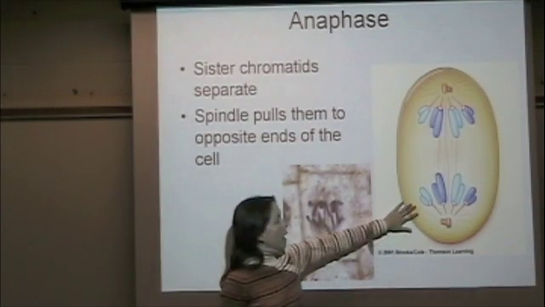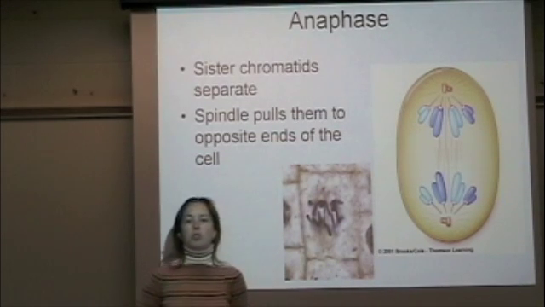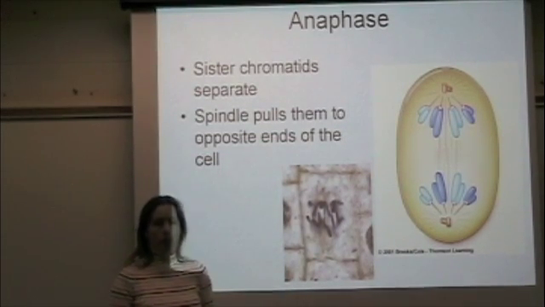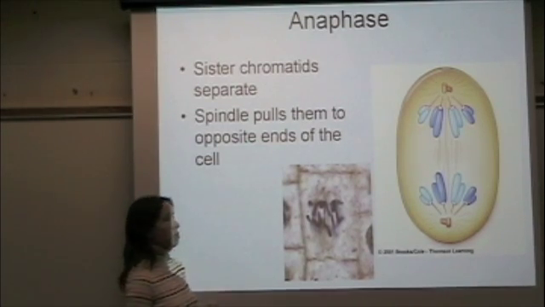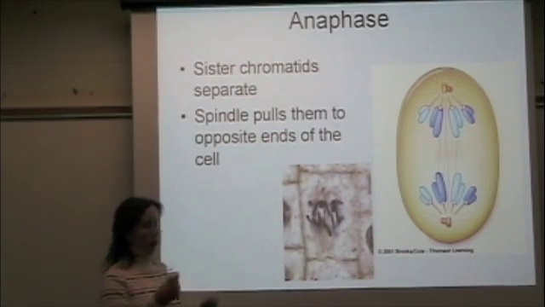This is what we want to happen, because right now the cell has too much DNA, right? It only needs to have half of that amount of DNA. It doesn't need to have a replicated chromosome, so we're going to pull it apart. That's what happens in anaphase.